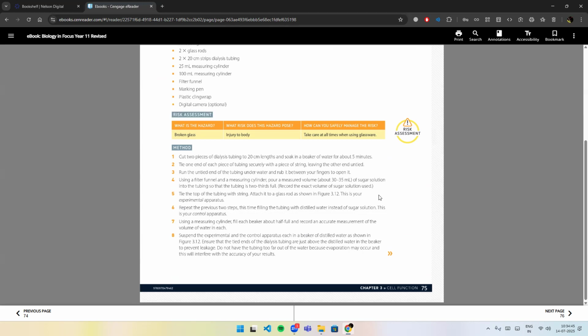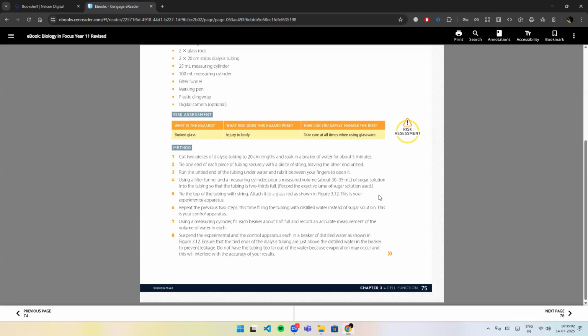Tie the top of the tubing with string and attach it to a glass rod as shown in figure 3.12. This is your experimental apparatus. Repeat the previous 2 steps, this time filling the tubing with distilled water instead of sugar solution. This is your control apparatus.